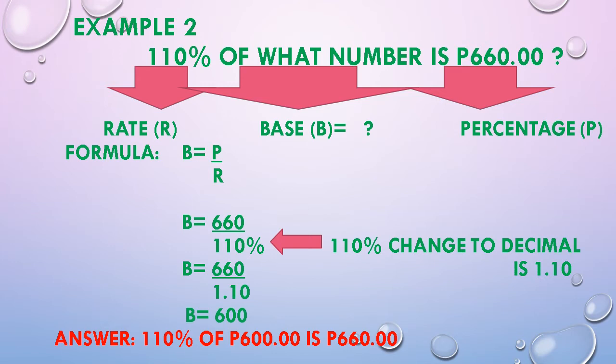110% changed to decimal is 1.10 or 1 and 10 hundredths. B is equal to 660 divided by 1.10. So the answer is 600. So B is equal to 600. The answer is 110% of 600 pesos is 660 pesos.